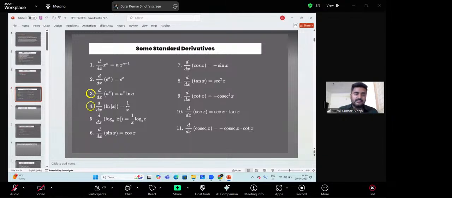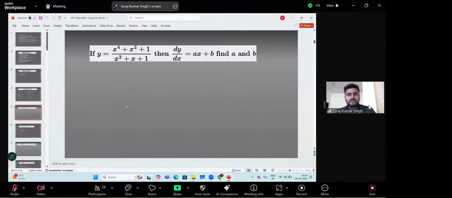You should think about what the derivative of sine square x should be. The derivative of sine square x, we should directly give the reply: sine 2x will come. The derivative of cos square x will be minus sine 2x. Like that, the derivative of tan square is tan x into sec square x. So this type of small derivative we should give directly.